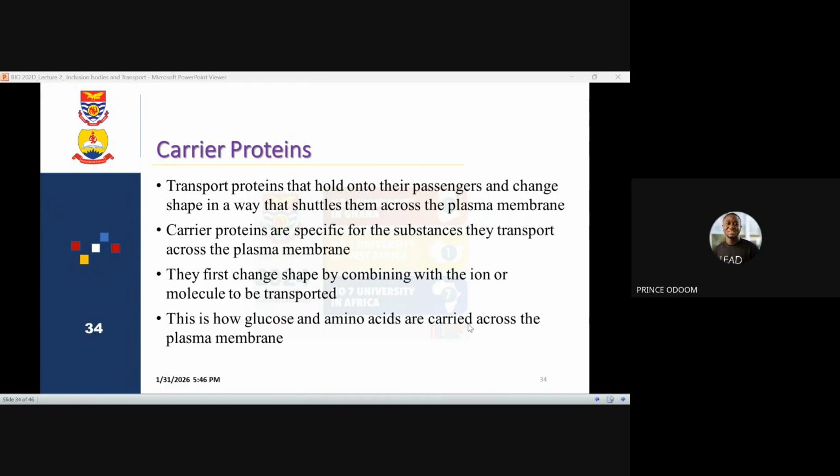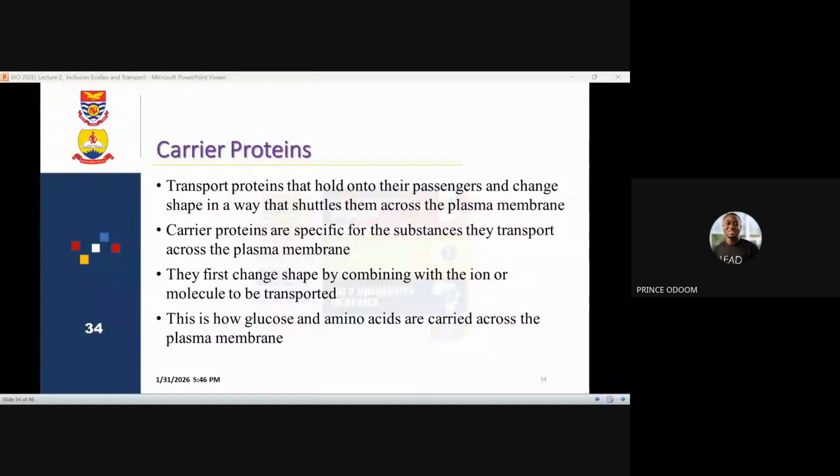Okay. So you don't have one carrier protein doing all the job. Like you see one person who can ride a bicycle, a motor, a saloon car, a bus, a tipper, an articulator, everything. There's one person that does that. With carrier proteins, no. There is a carrier protein responsible for glucose, and one responsible for amino acids.